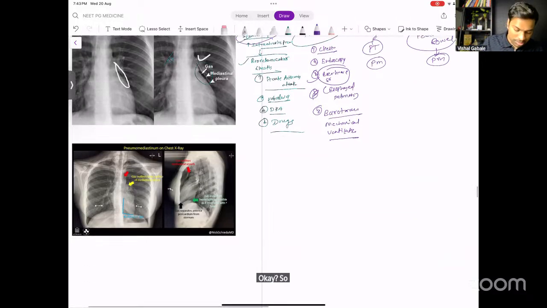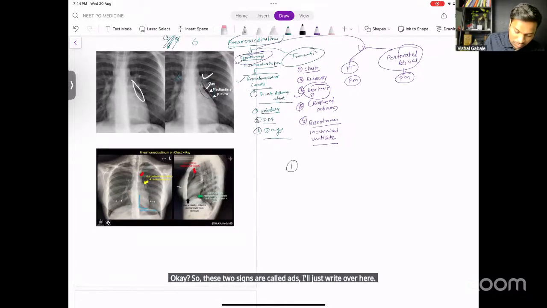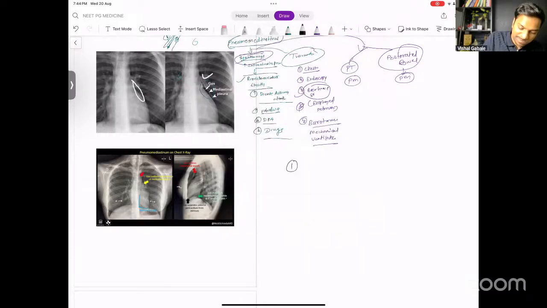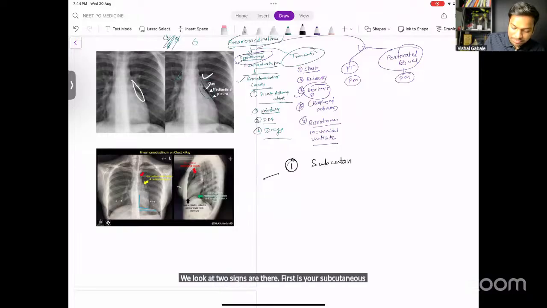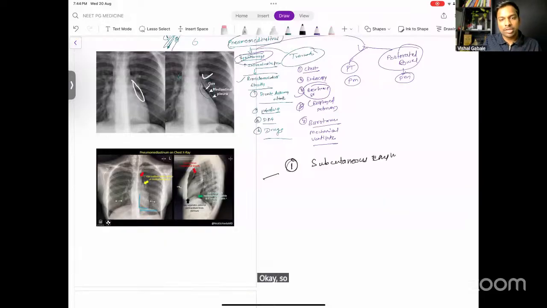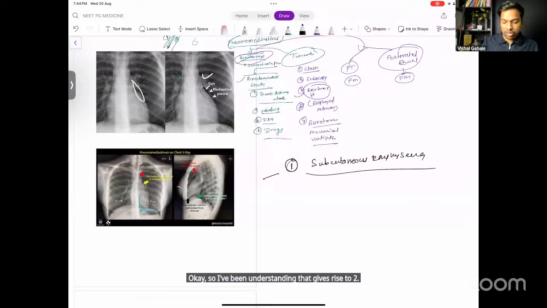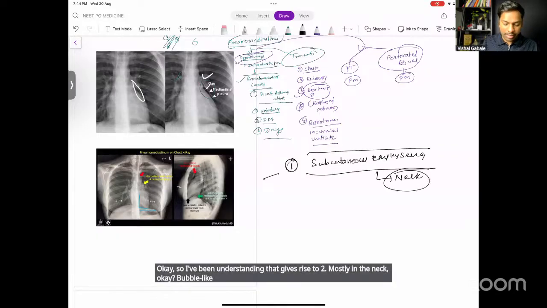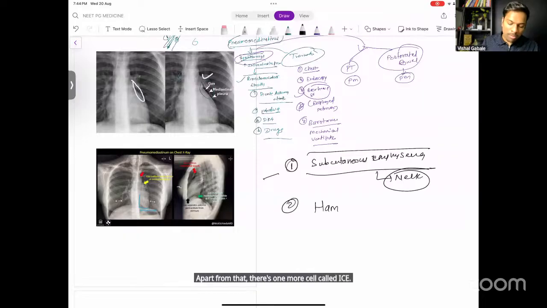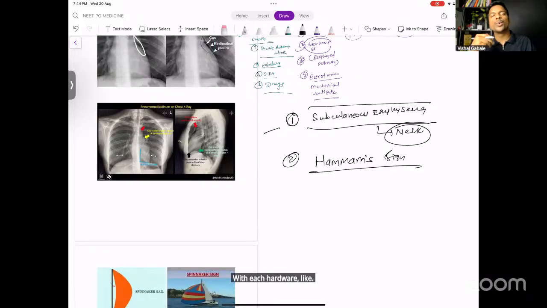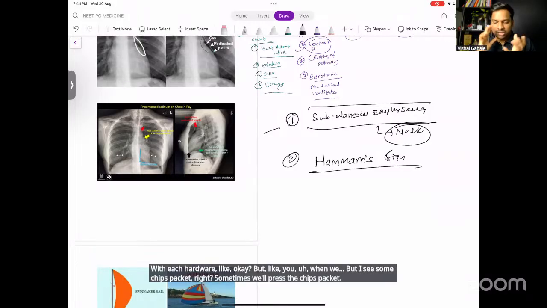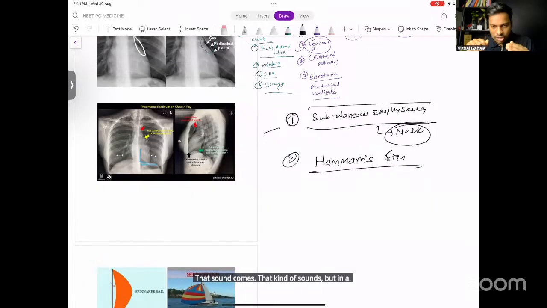I'll just write over here. Two signs are there. First is your subcutaneous emphysema, mostly in the neck, a bubble-like sound in the neck. Apart from that, there is one more sign called Hamman's crunch sign, or Hamman's sign. It's basically a crunching, rasping sound with each heartbeat. Like when we press a chips packet, that sound comes. That kind of sound, but obviously of a less harsh quality.